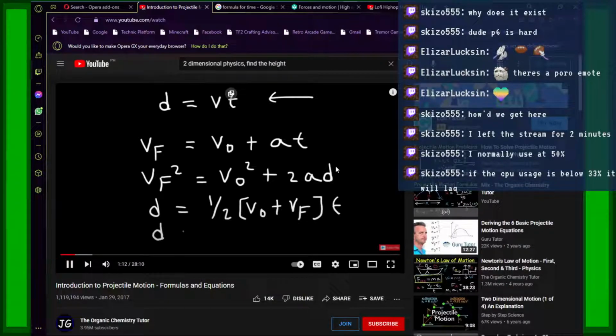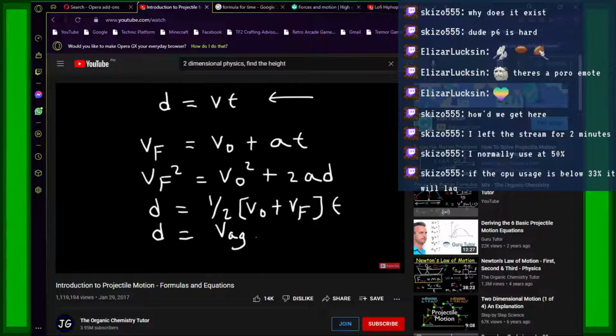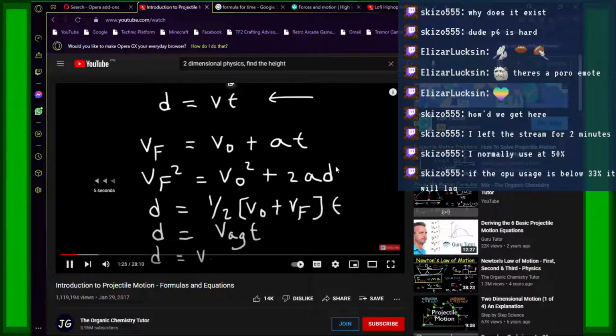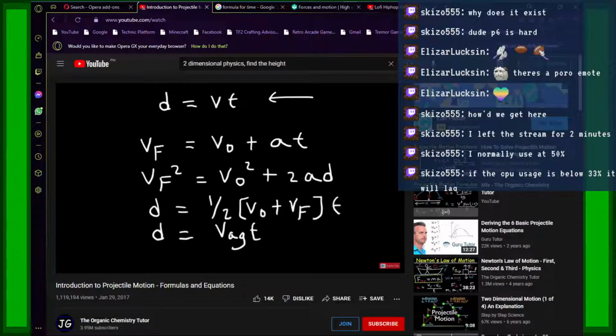So I can rewrite this equation like this: D is equal to V average times t, where V average is initial plus final divided by 2. Now there's another equation I need to know. D is equal to V initial t plus 1/2 a t squared. So make sure you know that equation too.